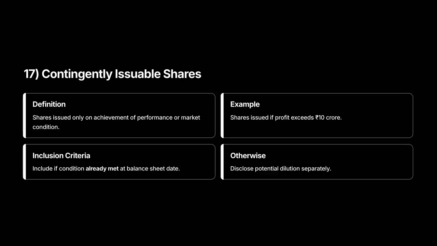17. Contingently issuable shares. These are shares that will be issued only if a performance or market condition is achieved. For instance, shares issued if profit exceeds 10 crore rupees. Include them in diluted EPS if the condition is already satisfied on the balance sheet date. If not yet met, disclose them separately as potential dilution.